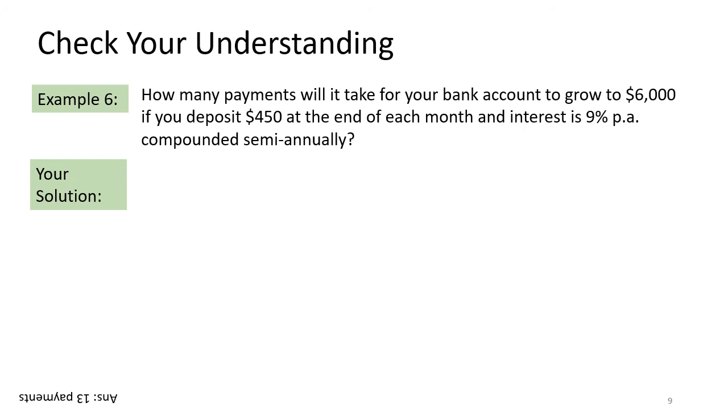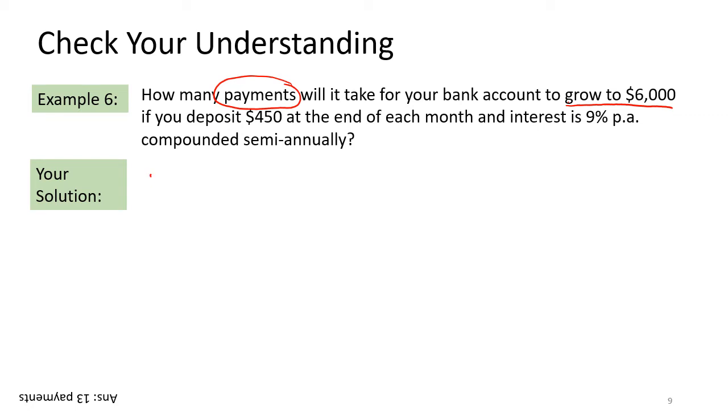So let's look at a second example. How many payments will it take for your bank account to grow to $6,000 if you deposit $450 at the end of each month and interest is 9% per annum compounded semi-annually? Again, keywords here: grow to $6,000. So we know that that's the future value you want to obtain. And the second piece is asking how many payments? Not what the payment is, how many payments? That means you're trying to find the value of n.